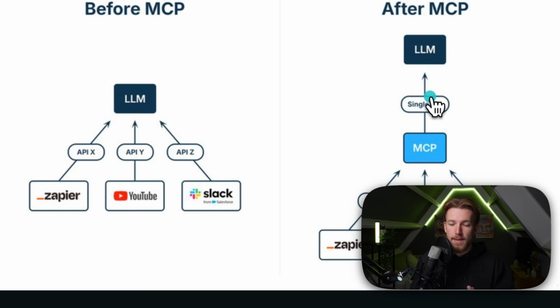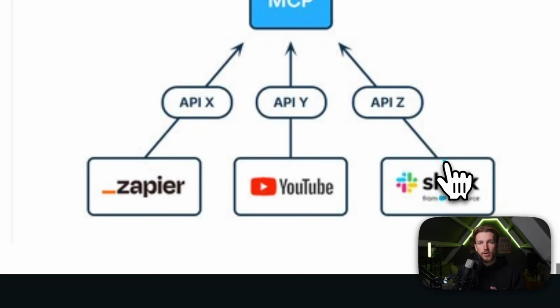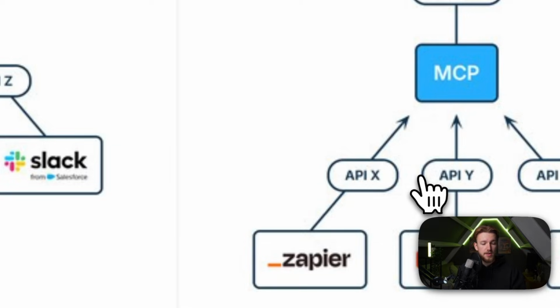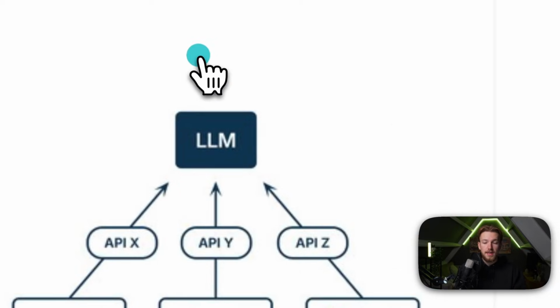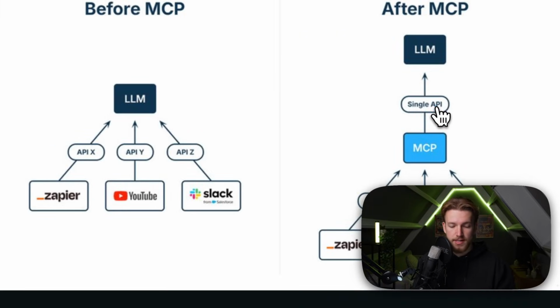But now with MCP, we connect our large language model with a single API instead of those 3 different APIs. And this single API is connected to an MCP server. And in this MCP server, everything is already taken care of. So all the integrations with the Zapier API, with the YouTube API, and with the Slack API are already taken care of. So this is the main difference between building an AI agent before MCP and after MCP. And this is obviously a way better way of building your AI agents. So let's now actually get started with the actual building of our AI agent connected to a Google Calendar.